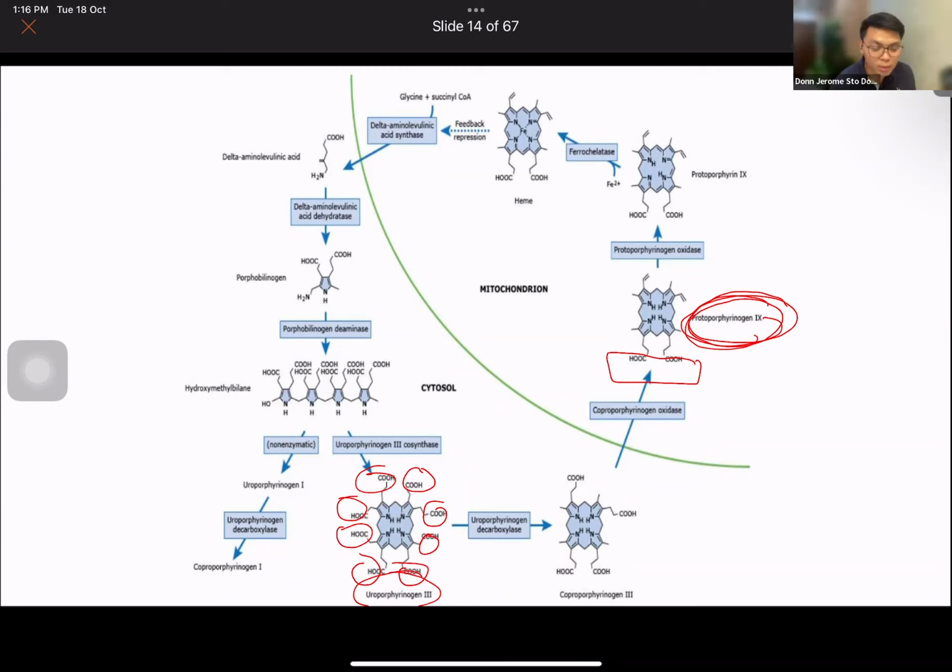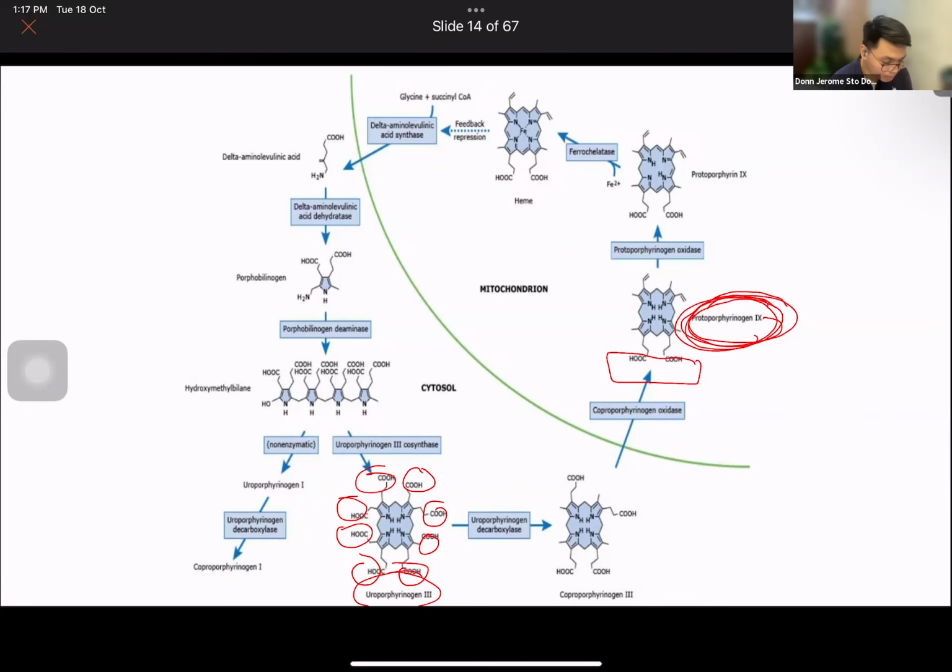Sino ang mas water soluble? Sino ang mas fat soluble or more non-polar? So definitely it's your protoporphyrinogen. So you'll see more of your protoporphyrinogen in the stool. In comparison, your uroporphyrinogen, kaya nga yan ang naging pangalan niya, uroporphyrinogen. It's initially isolated in the urine. So because of its polarity, your uroporphyrinogen is mainly seen in the urine. Okay? Nasundan po? Alright.